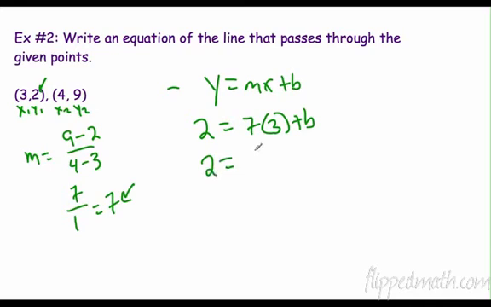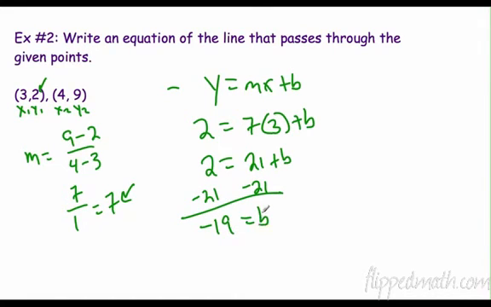So solve it. 2 equals 7 times 3, which is 21, plus b. Subtract 21. So negative 19 equals b. So plug it into my formula. y equals mx plus b. Just kidding, it's in your head, right? y equals 7x minus 19.